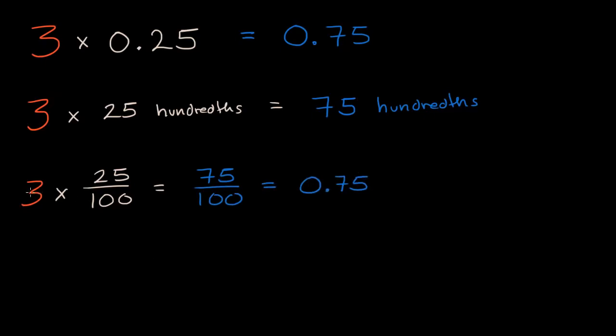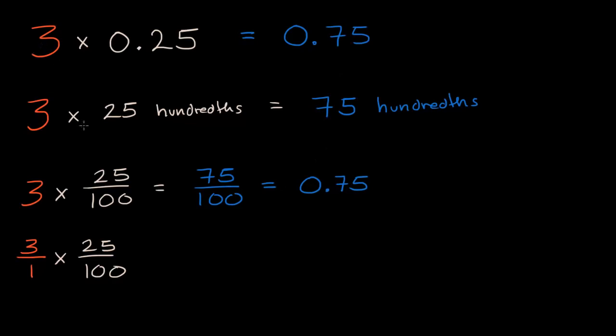If you wanted to more formally view it as fraction multiplication, you could view it as 3 over 1 times 25 over 100. And you multiply the numerators, you get 75. You multiply the denominators, you get 100. Either way, in all of these situations, you're going to get 75 hundredths.